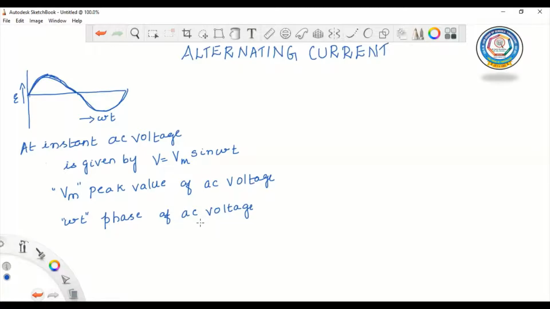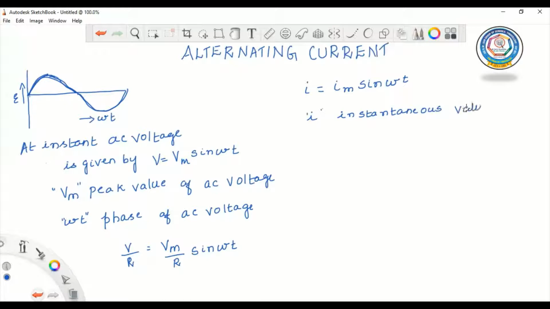If we assume R is the resistance of the circuit, then we know V by R is equal to Vm divided by R sine omega t. We know that voltage by resistance is nothing but current. So I is equal to Im sine omega t. Here, what is I? I is the instantaneous value of AC current.